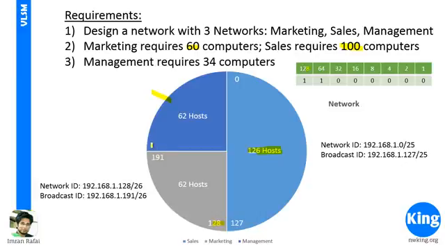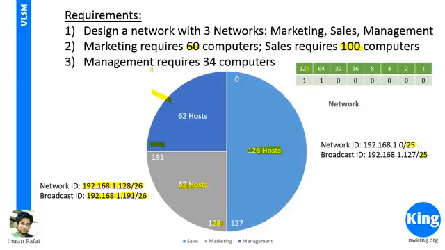So 192 is going to be here. 1 less than that is 191. So 128 to 191, if you add both these numbers, it is 64 IP addresses. So 64 is the block size. Minus 2, you get 62 valid hosts, which is perfect for our marketing department, which requires only 60 computers. So the network ID is 192.168.1.128, and the broadcast ID is 192.168.1.191. But remember, here it was /25, but in the marketing department it is going to be /26.